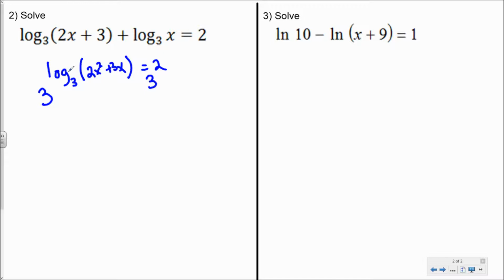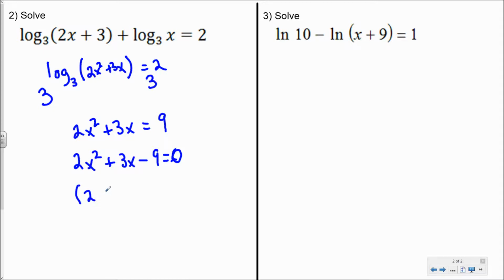So because exponentials and logarithms are inverses, these two are going to annihilate each other and leave me with 2x squared plus 3x. And on the right-hand side, I have 3 to the second power, which is just 9. Okay, so I'll go ahead and bring that 9 over to the left by subtracting it from both sides. And I end up with a quadratic equation in standard form. So now that I have a quadratic equation in standard form, I could go ahead and solve by any of those methods that we have discussed to solve quadratics.